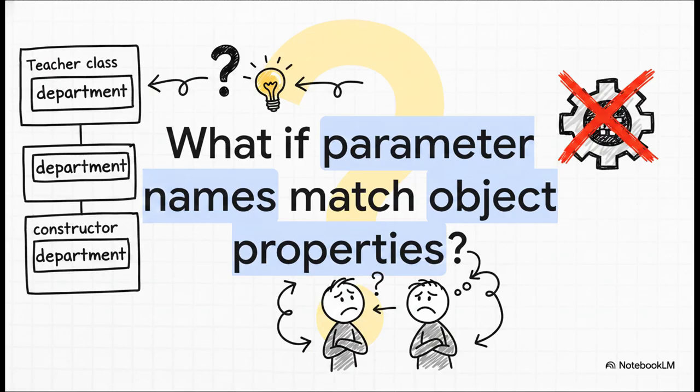Look, passing an exam or an interview isn't just about writing code that barely compiles. It's about writing code that is clean and understandable. Let me pose a question to you. What happens when your constructor parameter names exactly match your object properties? Say your teacher class has a property called department, and your constructor takes a parameter that is also called department. How does the C++ compiler actually know which is which? Left to its own devices, it gets completely confused by the overlap.